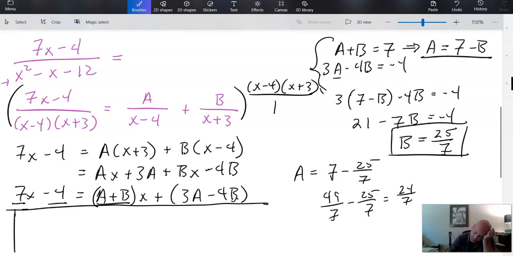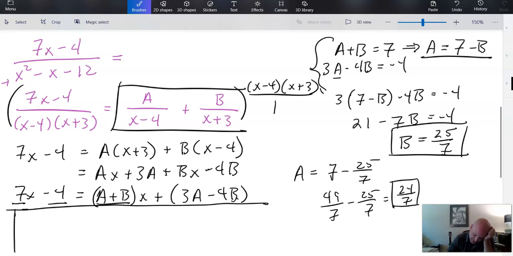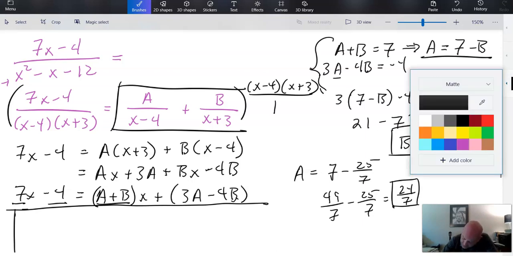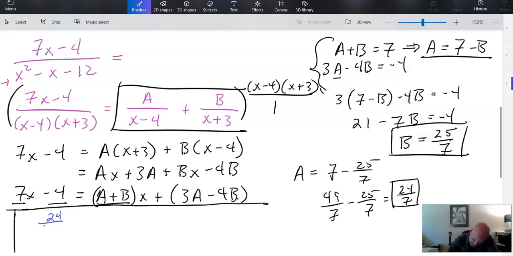Okay, so since we know A is 24 sevenths and B is 25 sevenths, that means that we can write this expression here with the fractions in place. So if A is 24 sevenths, this would be 24 sevenths over x minus 4 plus 25 sevenths over x plus 3. Now, it's typically not written like that with the fractions in the numerator.